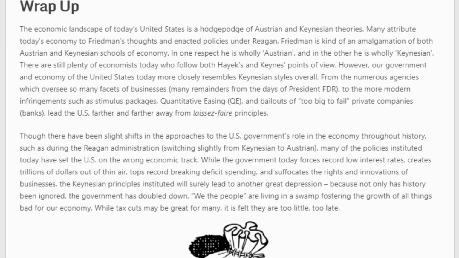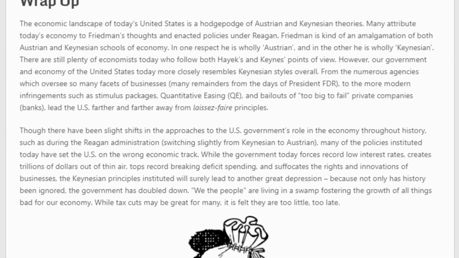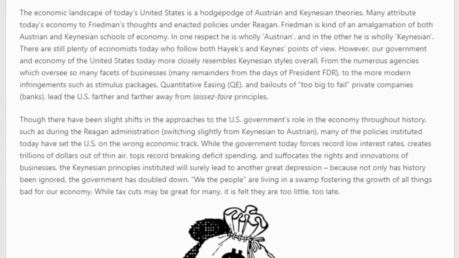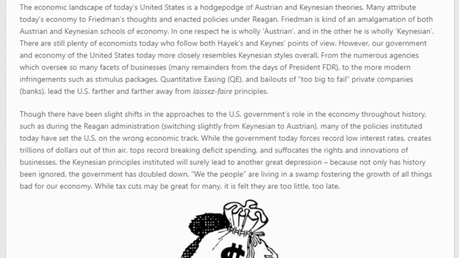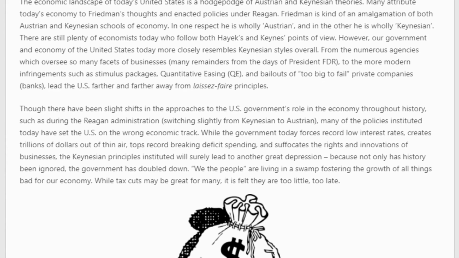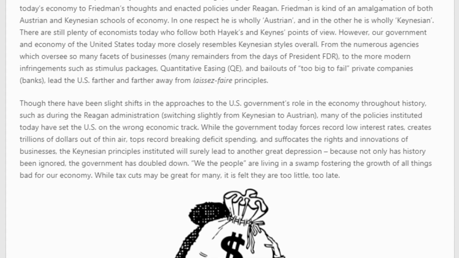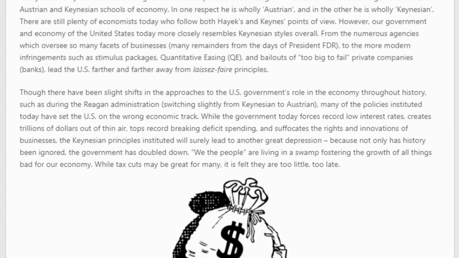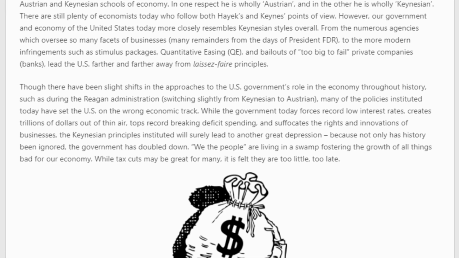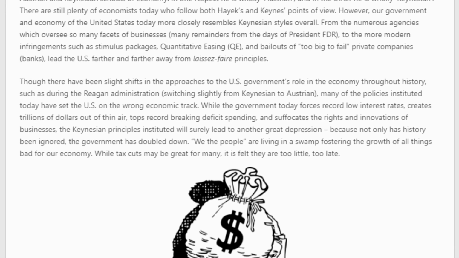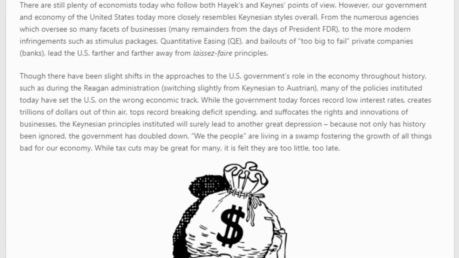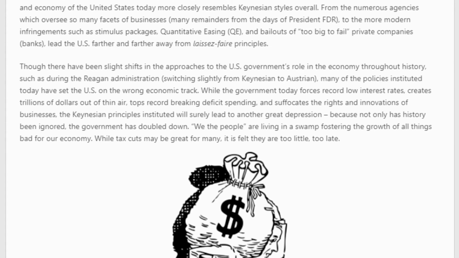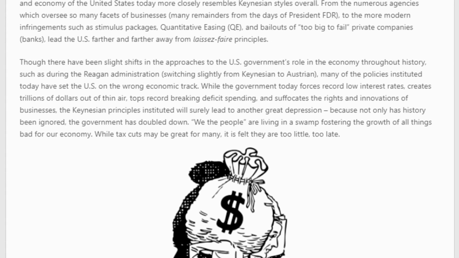Though there have been slight shifts in the approaches to the United States' role in the economy throughout history, such as during the Reagan administration, switching slightly from Keynesian to Austrian, many of the policies instituted today have set the U.S. on the wrong economic track. While the government today forces record-low interest rates, creates trillions of dollars out of thin air, tops record-breaking deficit spending, and suffocates the rights and innovations of businesses, the Keynesian principles instituted will surely lead to another Great Depression.